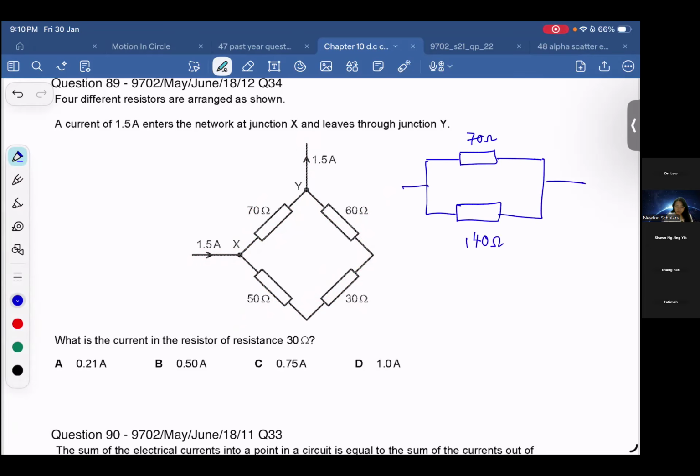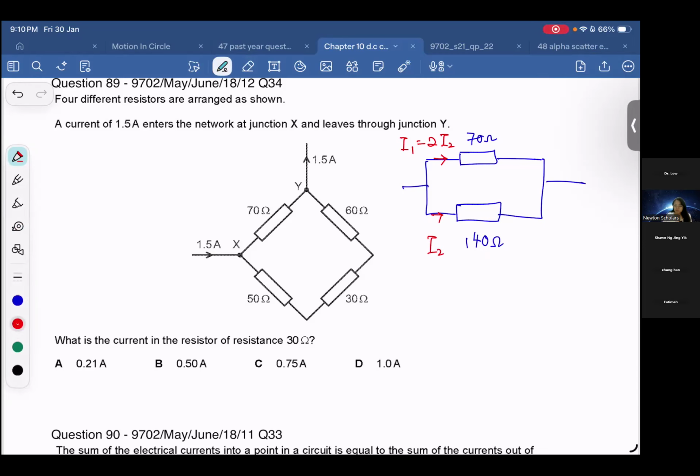Just now I told you, if you have a strong sense of physics, the question will be solved easily. You see, 70 and 140 ohm. 140 ohm is double the resistance of 70. So that means this current is actually half of the current of the 70. That means that this current, current 1, is actually double of current 2. This is current 2.